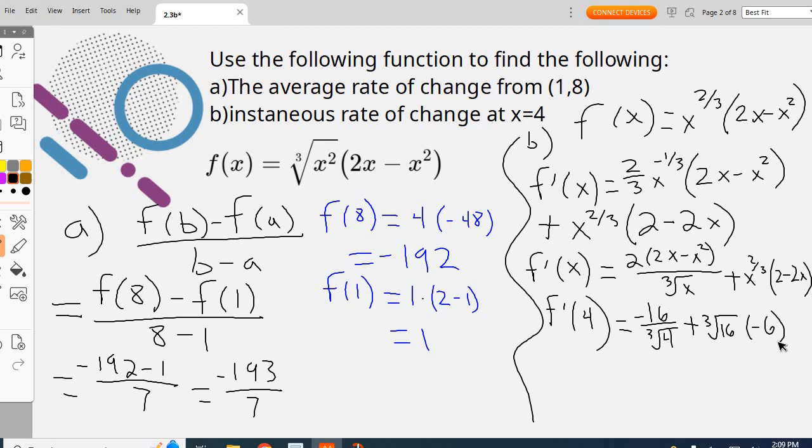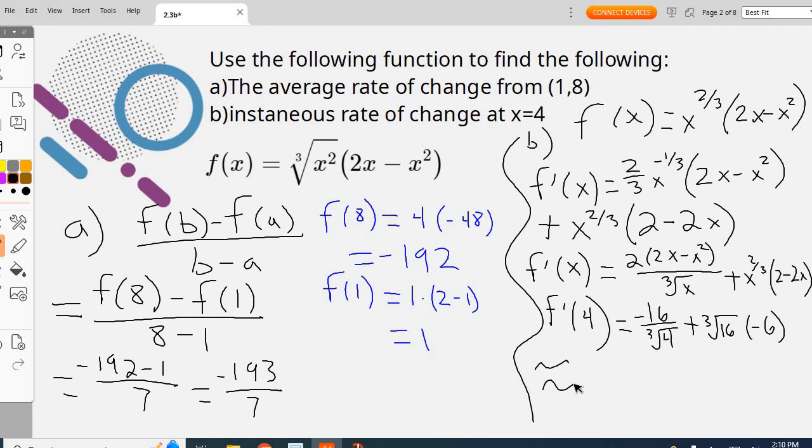And what do we get if we plug it into our calculator? So someone plug it into their calculator for me. What do we get? It should be negative.